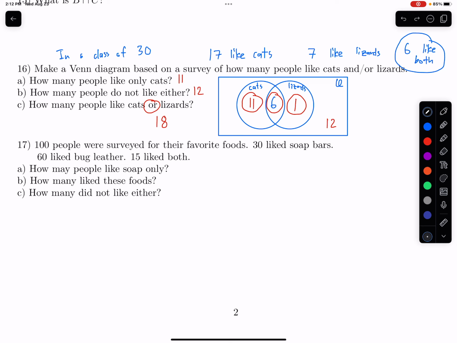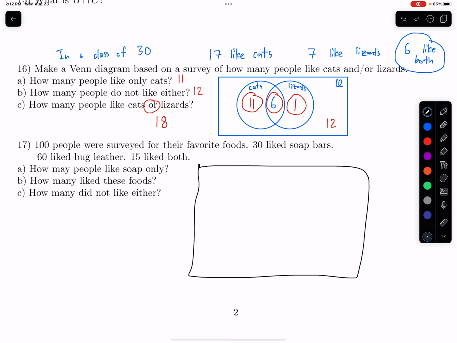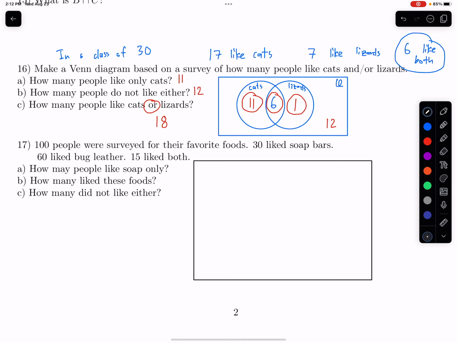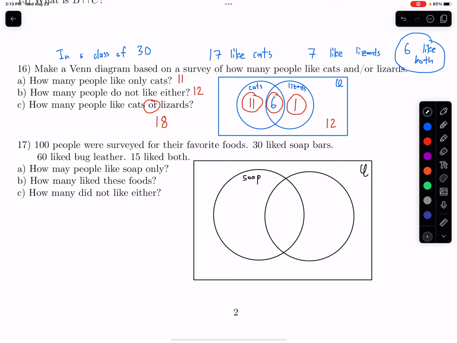And number 17, very similar. You got 100 people. Yes, thank you for recognizing my rectangle. And we've got people who like their favorite foods. There are 100 people total. 30 like soap bars. Okay, so soap bars is going to be one category. People who like soap bars. But we'll just say soap for short. And 60 like bug leather. Okay, so let's just say bug for short.